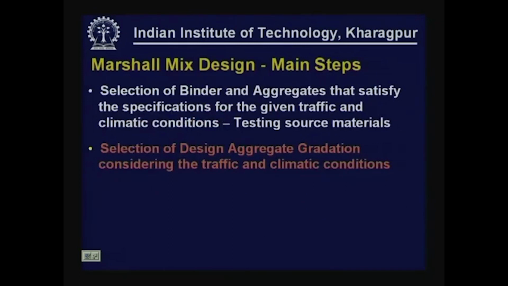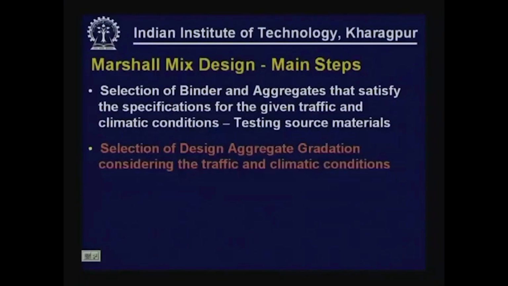The next step that we follow in Marshall mix design method is the selection of binder, that is type of binder also has to be selected. We had in the earlier lessons given guidelines of what is the type of binder to be selected for different traffic conditions and for different climatic conditions represented in terms of what is the maximum temperature and also what is the minimum temperature. So, we know how to select an appropriate grade of binder for different situations.